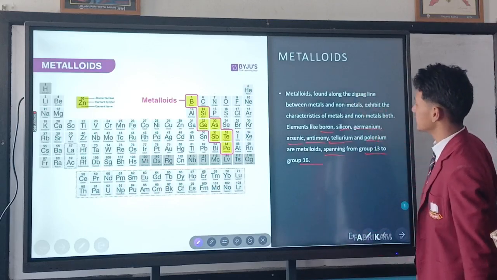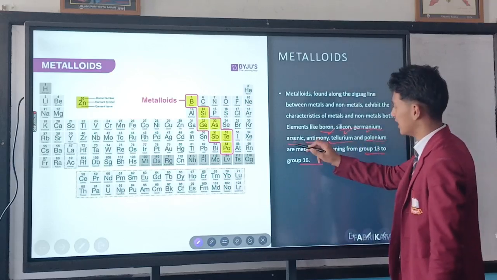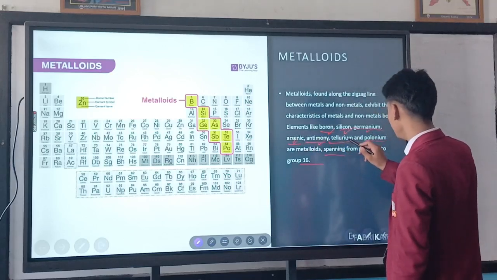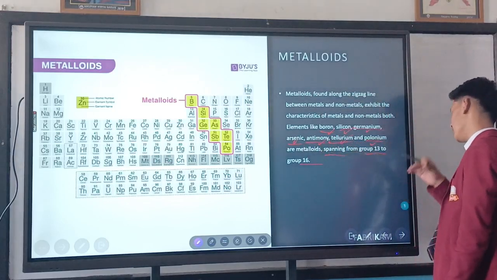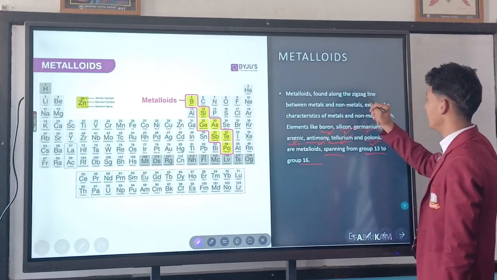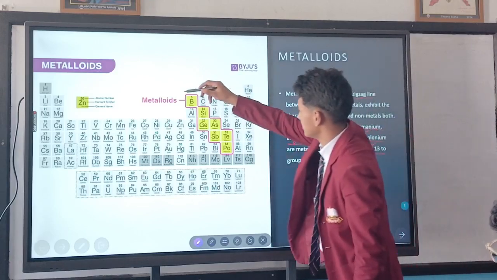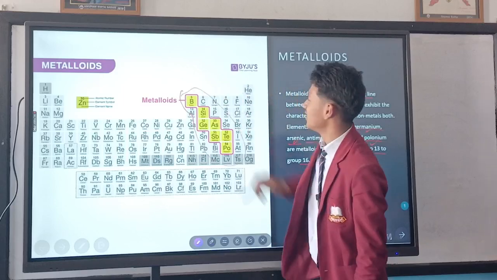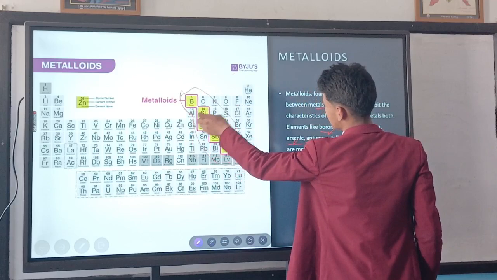Some metalloids are boron, silicon, germanium, arsenic, antimony, tellurium, and polonium, and metalloids are found along the zigzag line between metals and non-metals. It is right here, as you can see in the figure. Metalloids are right in between metals and non-metals.